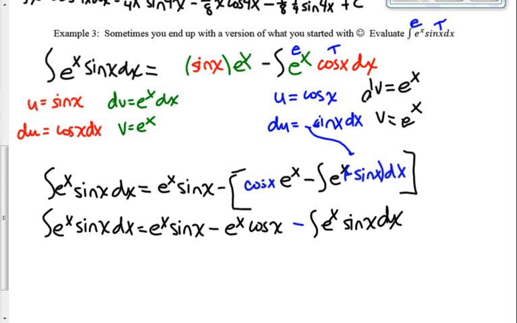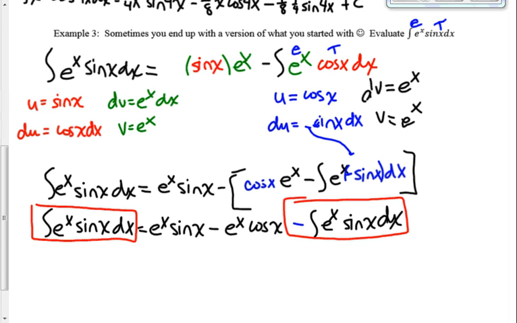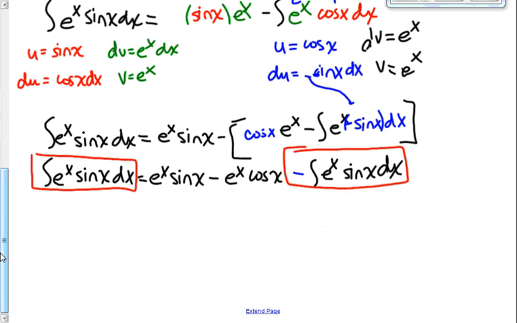Okay, so again, in this example we were looking for a form of our original antiderivative. If you look at what we started with and you look at this, they're similar. The only difference is one is positive, one is negative. Otherwise, the antiderivative of e to the x sine x dx is the same. So we're going to treat that as if it was a variable, let's say a. As a little side note, if I had a equals e to the x sine x minus e to the x cosine of x minus a, and I wanted to get a by itself, I would simply do a little bit of algebra.